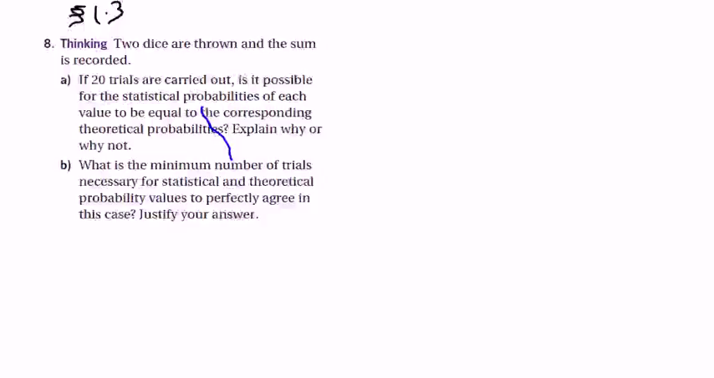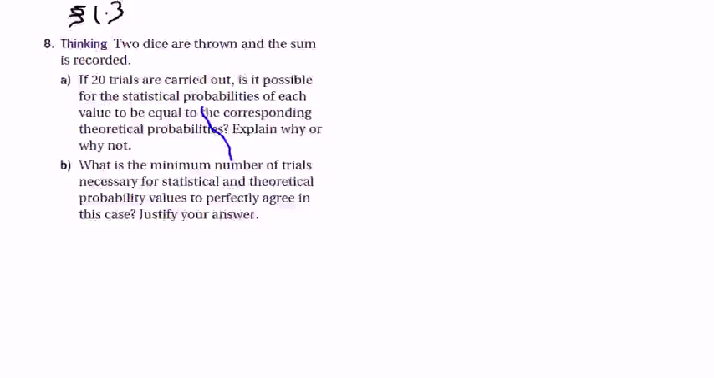This is from section 1.3, question 8. It's a thinking question. The answer should be in the back of the book, but won't likely have the whole solution. So here we go. Two dice are thrown and the sum is recorded. We've seen the outcome chart for this. It's 6 by 6, 36 different outcomes.